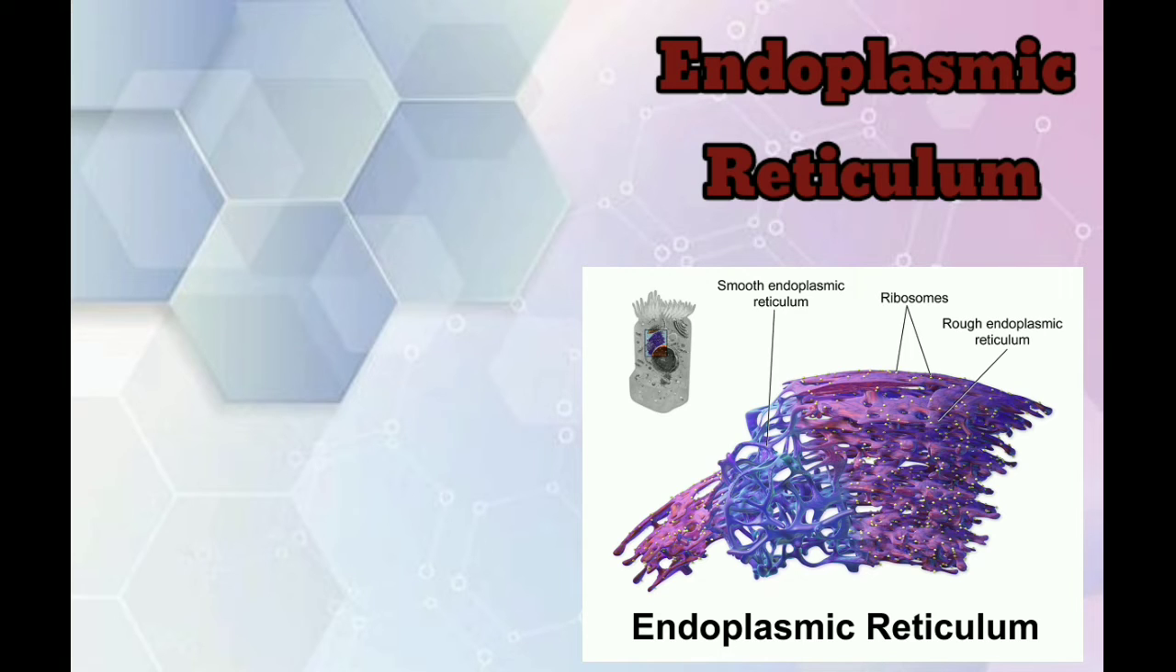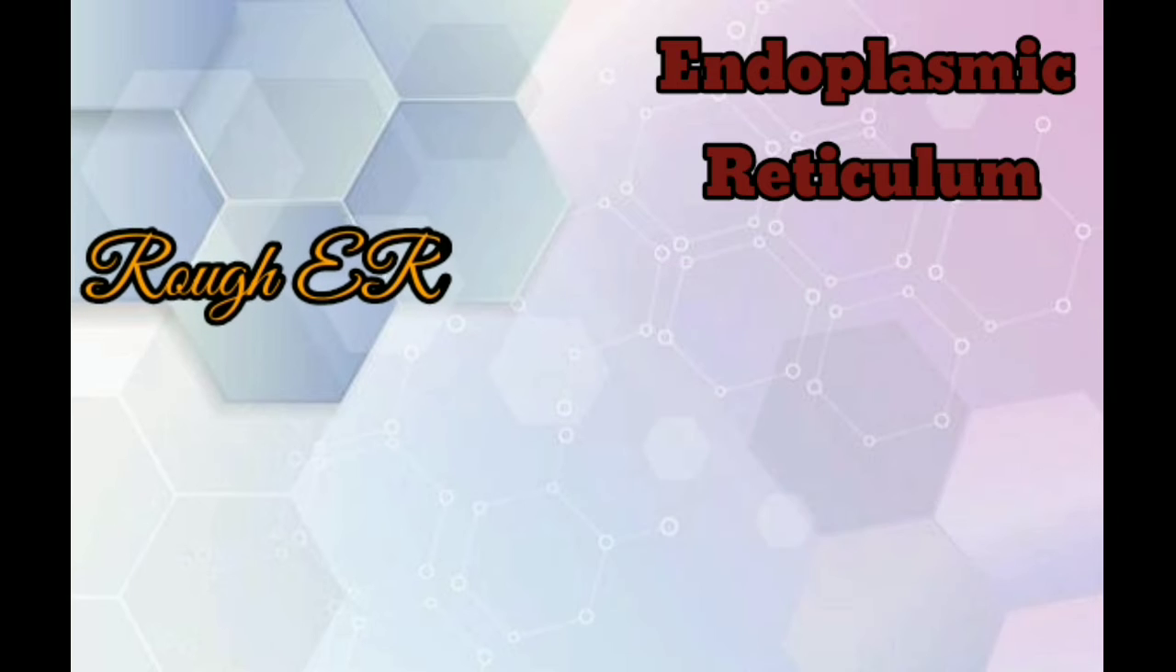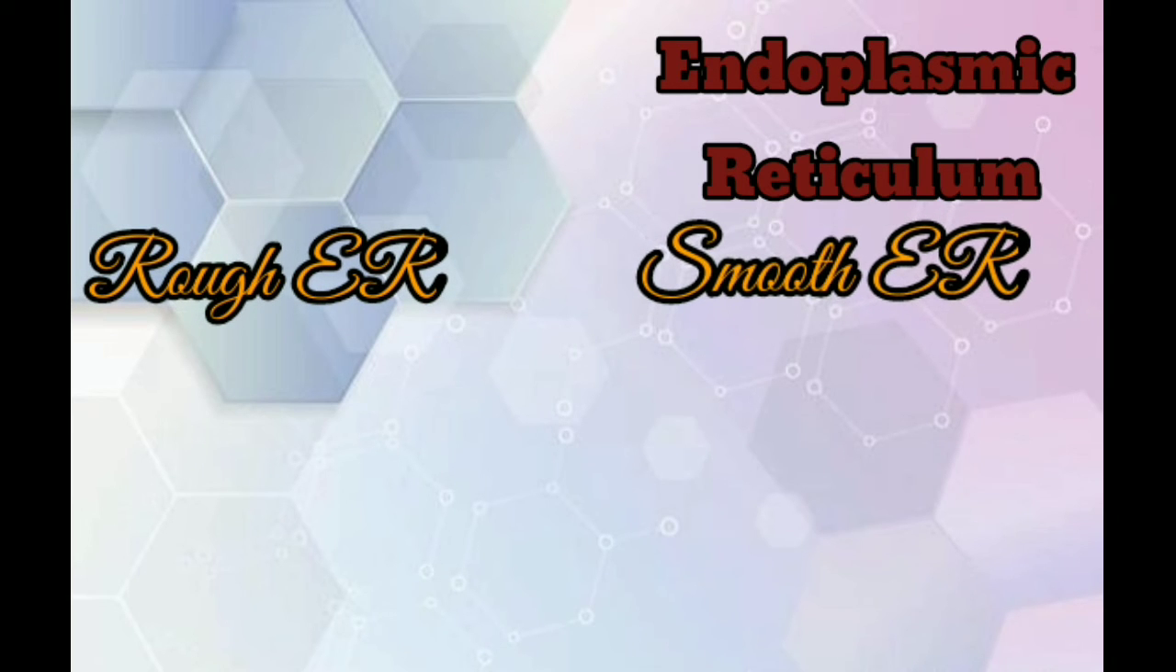Endoplasmic reticulum is an organelle found in both eukaryotic animal and plant cells. It often appears as two interconnected subcompartments, namely rough endoplasmic reticulum and smooth endoplasmic reticulum. Both types consist of membrane-enclosed, interconnected flattened tubes.